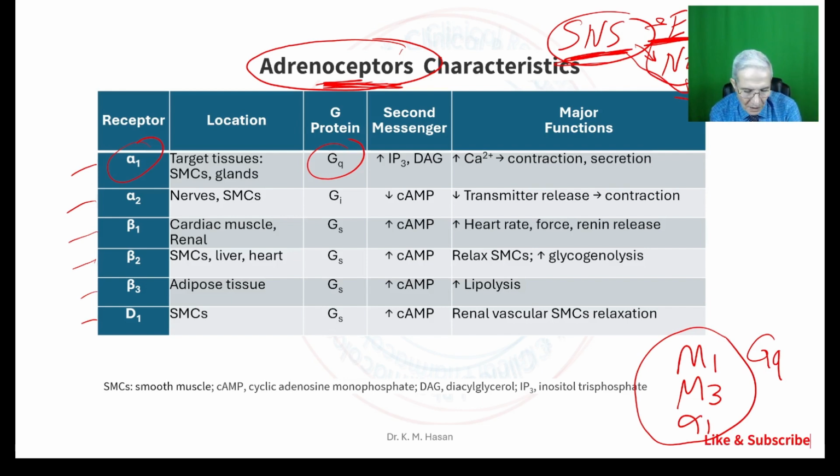We have muscarinic M1, muscarinic M3, and the alpha 1 receptor. That's great. Okay, moving to the Gq receptor alpha 1. This receptor is available mainly in the smooth muscle cells and the glands, and activates IP3 and diacylglycerol, increases calcium, and leads to contraction and increased secretion. We are going to cover what happens there. So I will give you an example: the alpha 1 receptor is available in the smooth muscle cells.